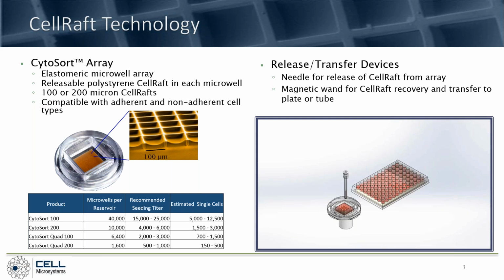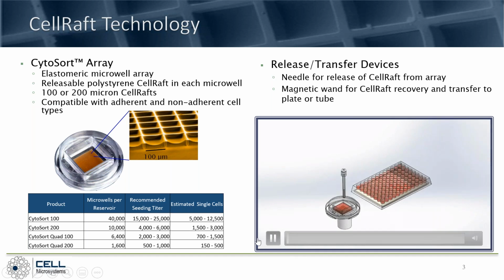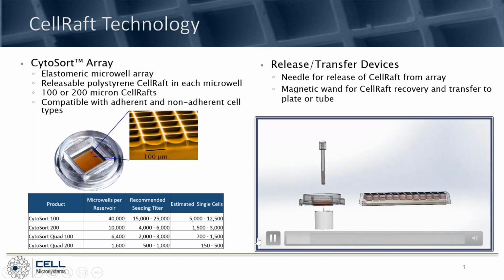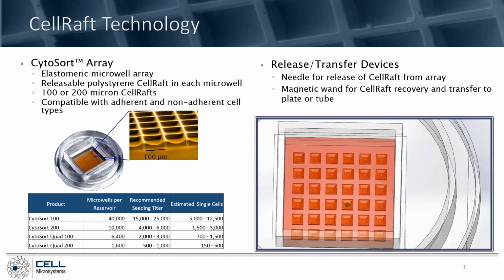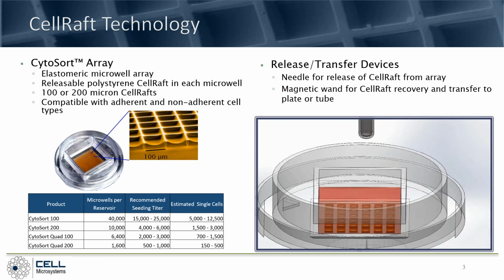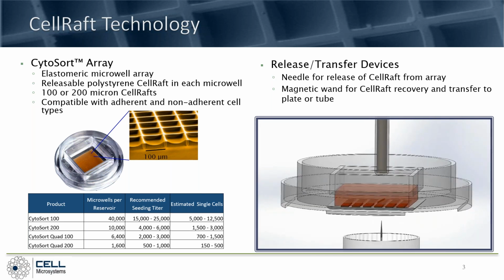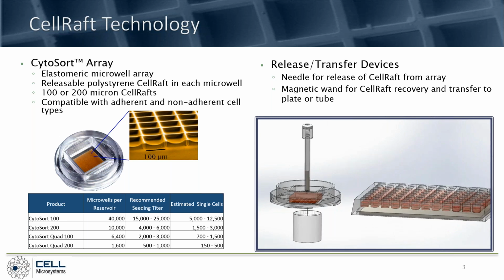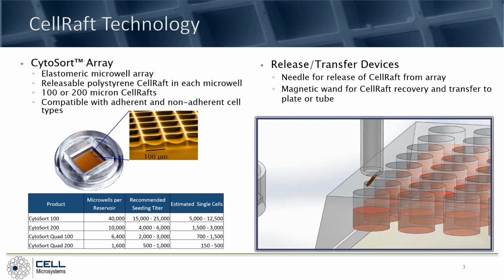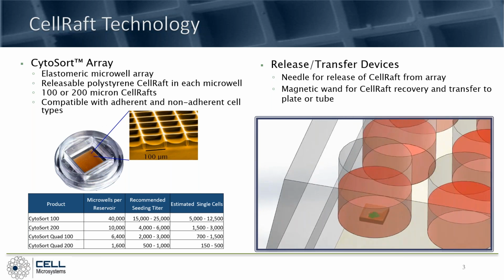So to demonstrate the release and transfer functionality of the CellRaft technology, we have a video here. The first step is we have a release needle that comes up after we've identified our cell of interest. It punctures the elastomeric base of the microwell, releases the CellRaft, and the magnetic wand transfers that CellRaft into a 96-well plate or a PCR strip tube.